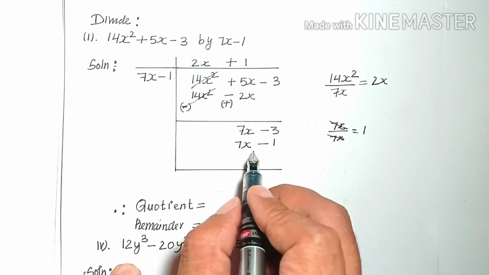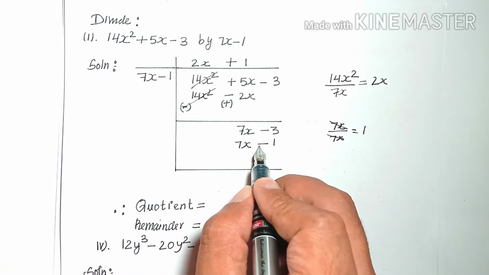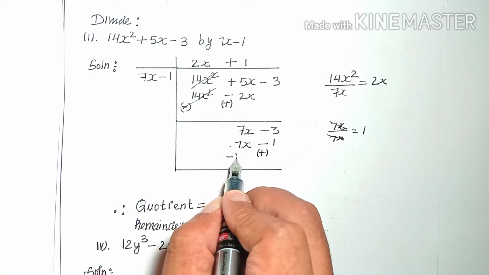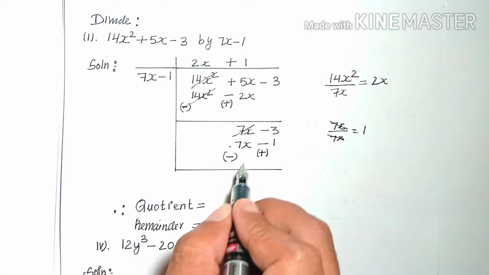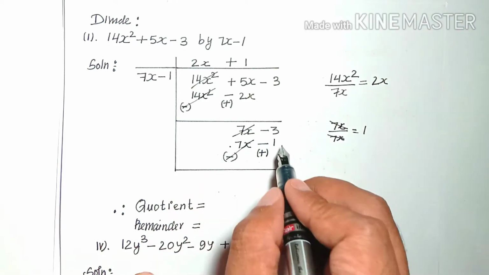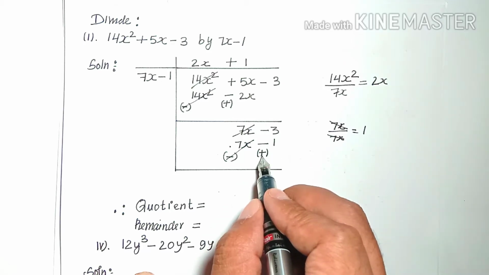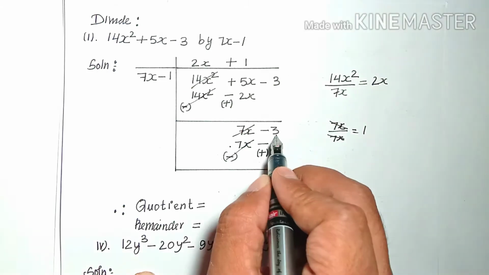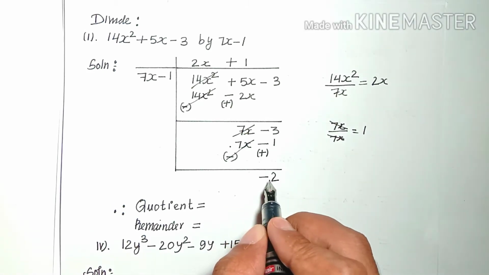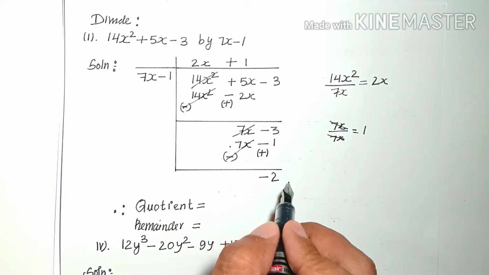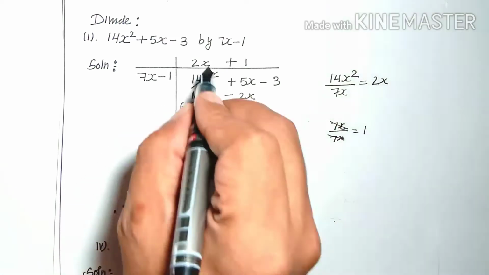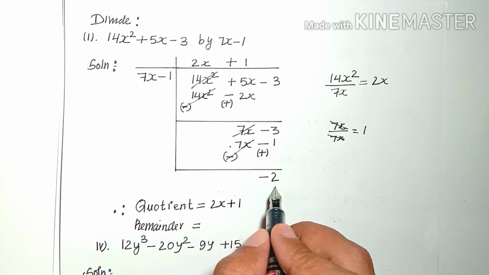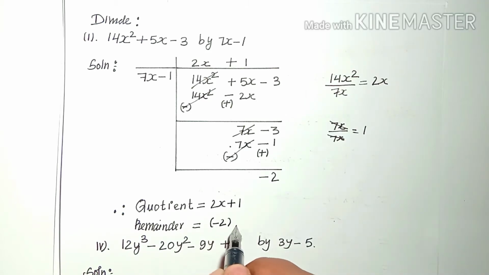After that, what you'll have to do? Yes, you'll have to change the sign. Minus changes to plus sign. Again, plus will become minus. So positive 7x, negative 7x, we can cancel. Now minus plus will be minus. You'll have to subtract these two values. We get 2, but the sign we take from the bigger number, which is minus 2. So now not possible to divide after this step. Therefore, the quotient is 2x plus 1, and the remainder is negative 2.